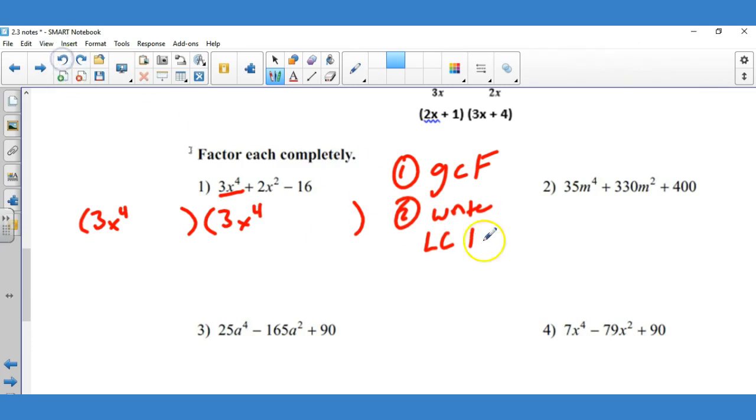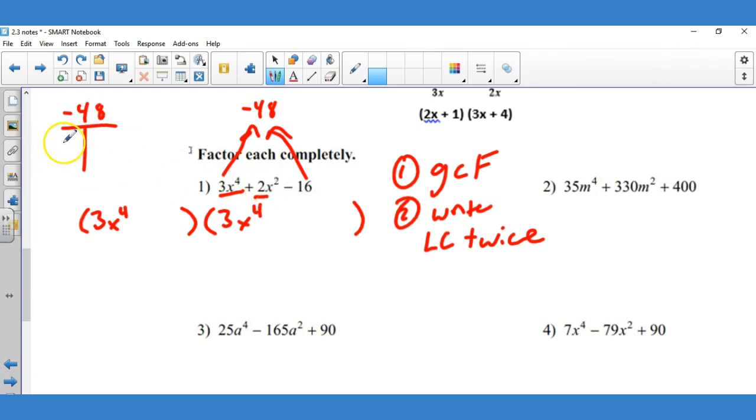Now we're going to multiply the leading coefficient and the constant. All right, 3 times negative 16 is negative 48. So multiply those. We're going to take negative 48 and find the factors of negative 48 that will add to give me this middle term 2. So what factors of negative 48 will add to give me 2? Well, that's going to be negative 6 and 8. Negative 6 times 8 is negative 48. Negative 6 plus 8 is 2, or 8 minus 6 is 2.